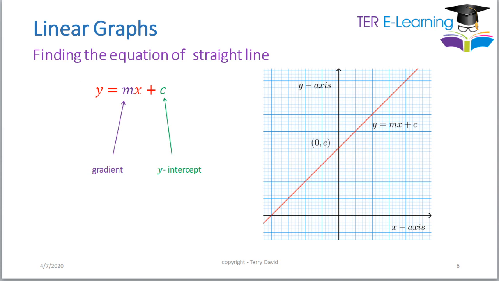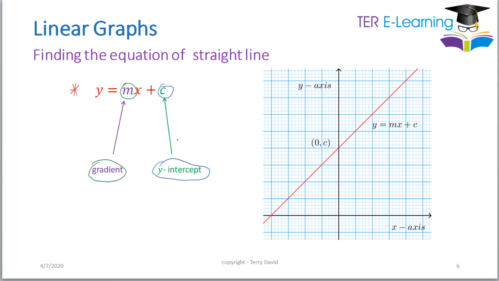Now, last week we started talking about the equation of a straight line. We said that the general form of the equation of a straight line is given by y is equal to mx plus c, where m, this constant here, is called the gradient, and we have c, which is called my y-intercept. So the general form of the equation of a straight line is y equal to mx plus c.